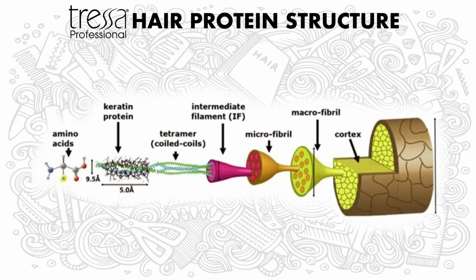Let's talk a little bit about the physical structure of the hair. There are three major components of the hair: the cuticle layer, the cortex, and the medulla. The cortex makes up 90% of the hair's total weight. This is where the physical and chemical actions take place during chemical processes. And it's the structure of the cortex that we address when we speak of bonds.